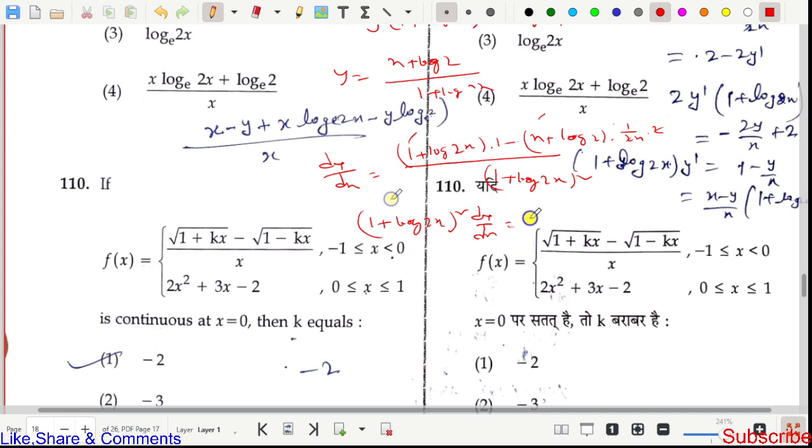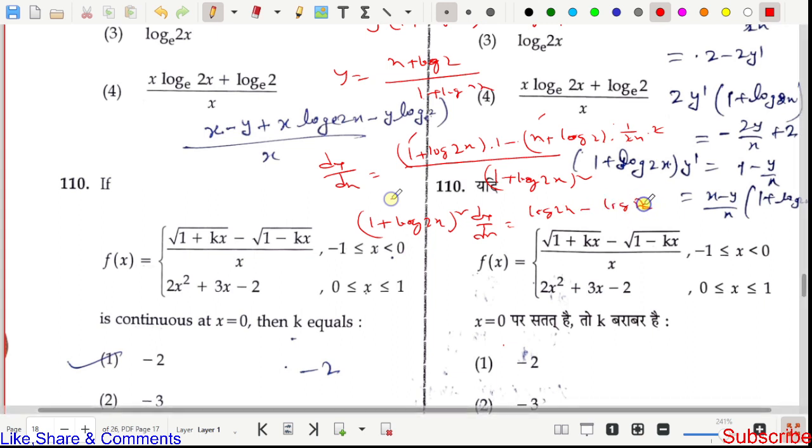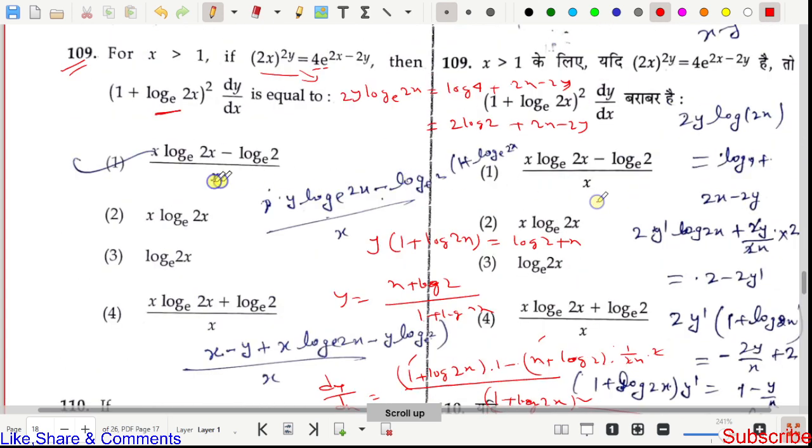Okay, so if we simplify it, we'll get log 2x minus log 2, and we will multiply and divide by x. Okay, so we have done it directly. This 1 by x is there, so we are multiplying x in up and down. Here also x, and here also x, so this cancels out, and we get x in the down also. So this matches the first option, x log 2x minus log 2 divided by x. I hope you have understood.